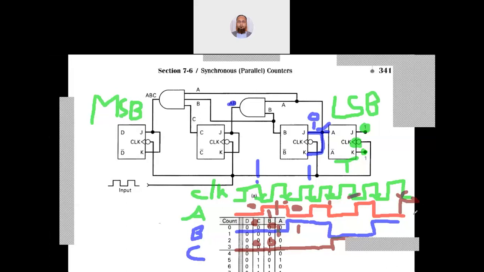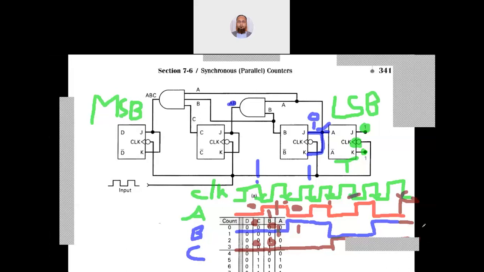Now you can see in this edge of the clock, A is 1 and B is 0. A into B will be 0, so the output will remain same. In this clock, the negative edge of the clock comes, A is 0. A is 0 means it will not change the state of B. B will remain same and C will also remain same.